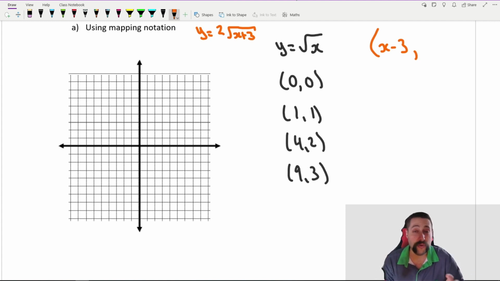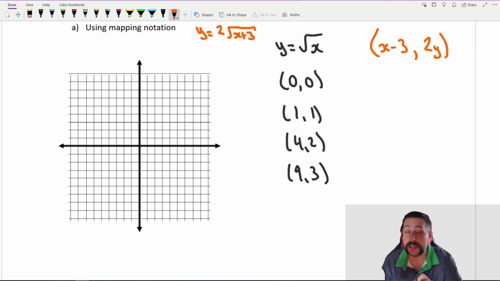And then for the y's, you're actually going to double your y's, because the 2 is on the outside of the root, so that's going to affect your graph vertically. The 3 is on the inside of the root, so that's going to affect your graph horizontally. And it's usually the opposite of what it tells you. So for under the root, for example.